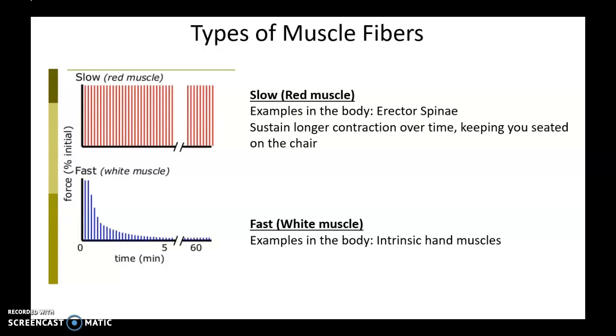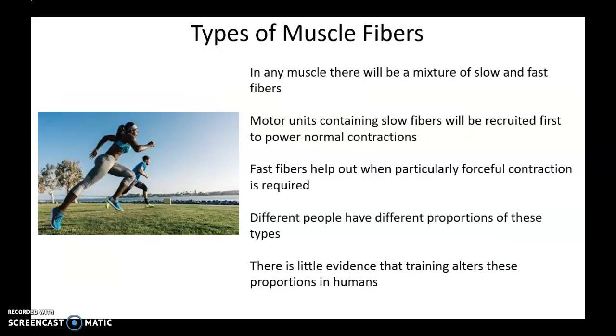Where in the body do we find the fast white muscles? Well, while writing exams or taking notes, the muscles of your hands become fatigued, right? Perhaps you put down your pencil and shake your hand a bit. Your intrinsic hand muscles are made up of fast white glycolytic fibers. Are we good? Okay. Now, some general information about different types of muscle fibers.